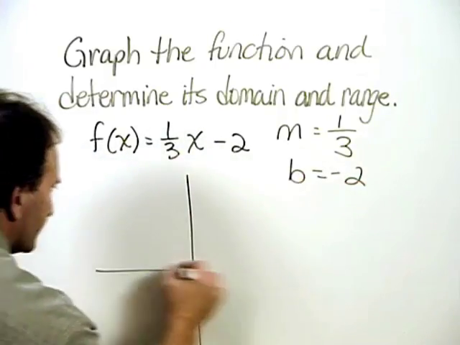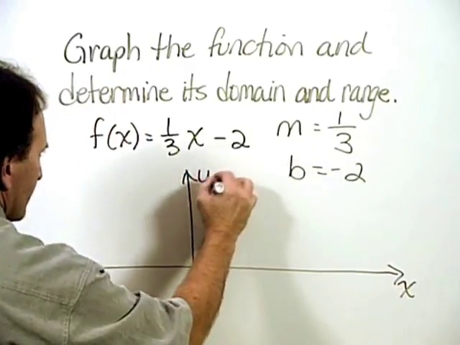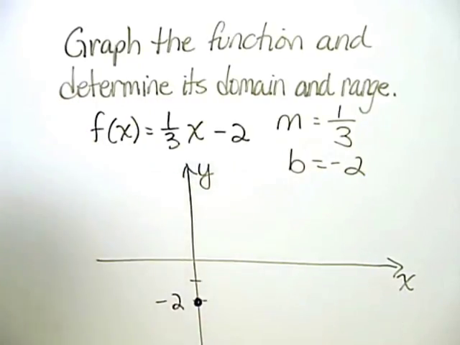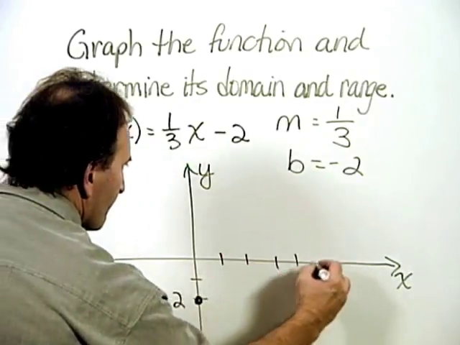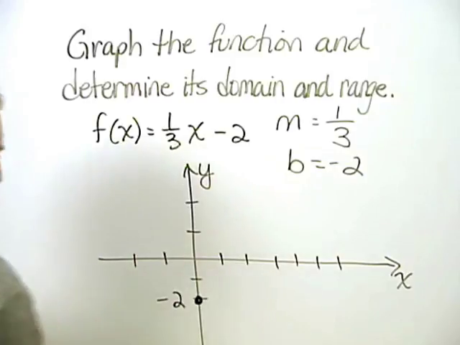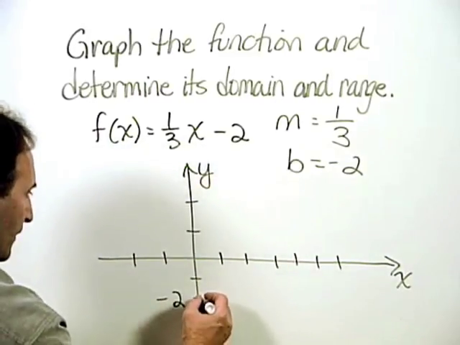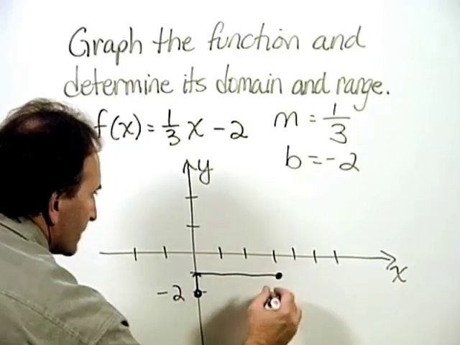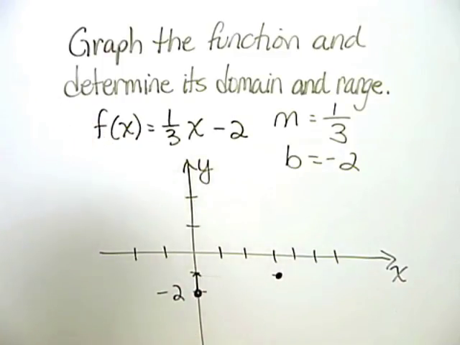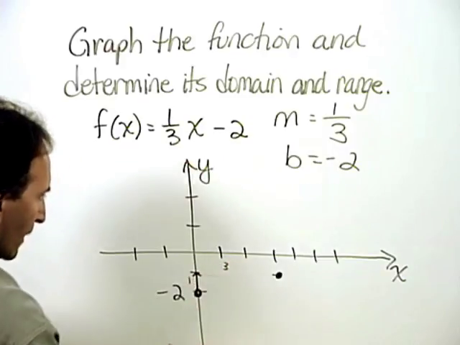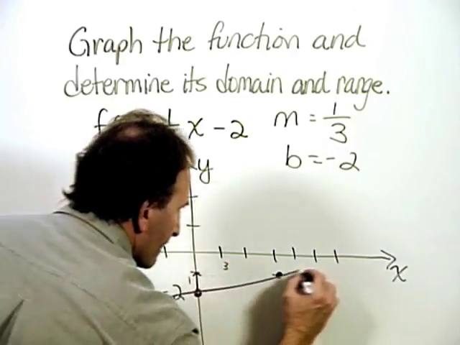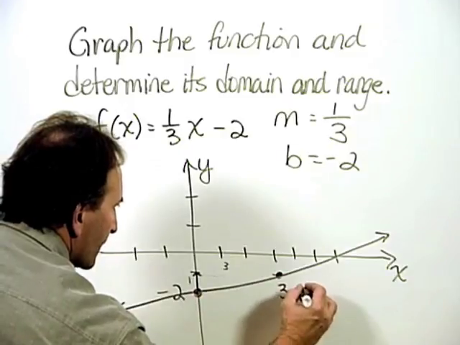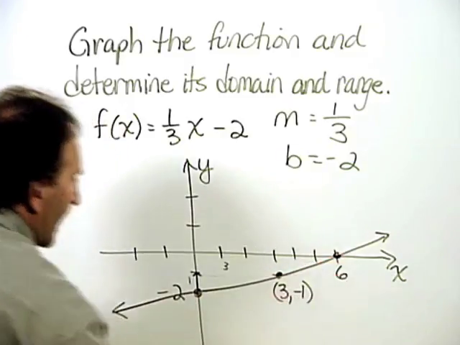So draw your set of axes and begin by labeling the y-intercept, which is at -2. Then use the slope, which is 1/3, to go up 1 and over 3, which gives us a point right here. And so now we've gone up 1 and over 3. We draw our line, which passes through the intercept, this point, which is (3, -1), and the x-intercept at 6.